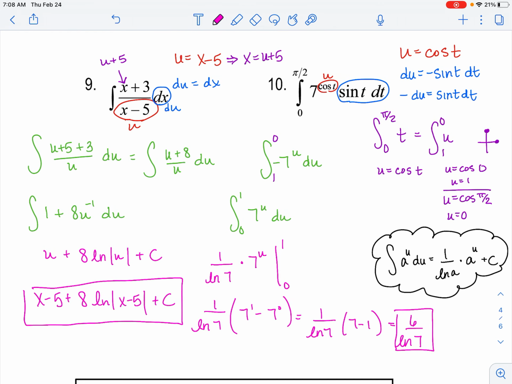And there you have it. There's a whole bunch of u substitution problems. Really make sure that you're understanding where to plug in, how to substitute in, and kind of the purpose of the whole thing. And let me know if you have any questions.